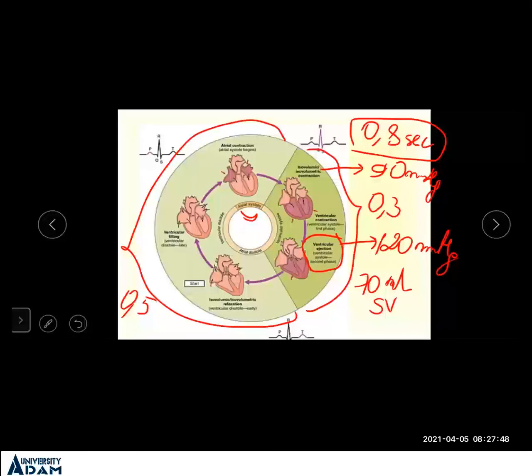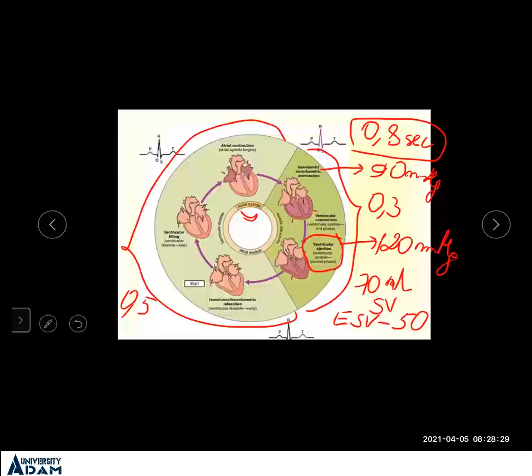Very good. And the blood which is remaining in the ventricles is called end systolic volume, because it is at the end of systole. And it is around 50, not 30. It is around 50 to 60 ml. So the total in the ventricles is how much? About 120 ml. 70 plus 50 is 120.